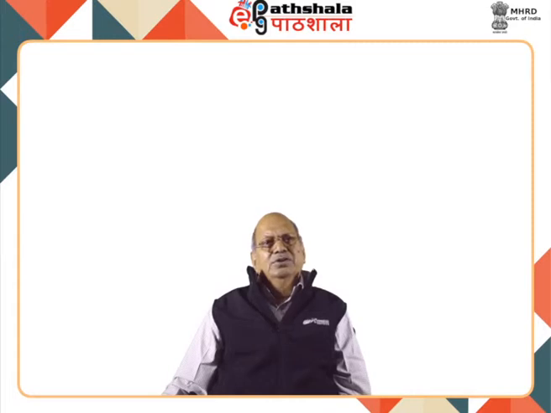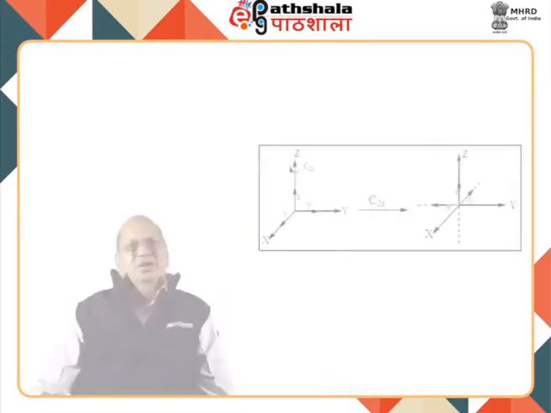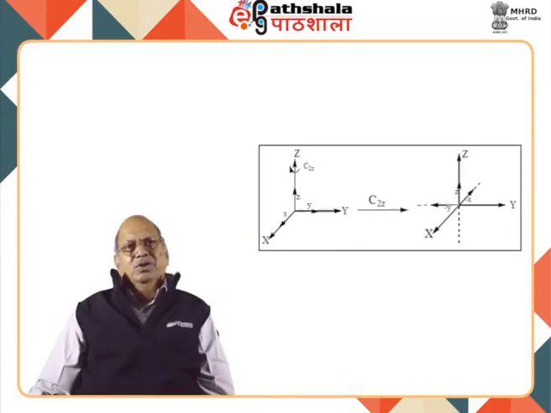Now the effect of C2x on unit vectors x, y, z. This is represented, that is, after performing this operation, what happens to these various unit vectors. We get x dash is equal to minus x, and the equation can be written as minus x, 0y, 0z. Y dash is equal to minus y, and the equation is 0x minus y plus 0z. Z dash is equal to z, equal to 0x, 0y and plus 1z.